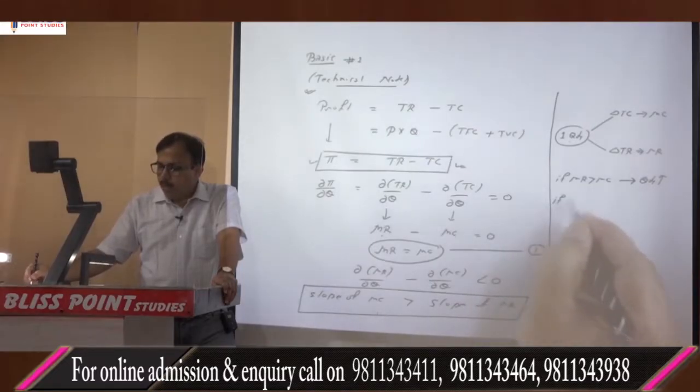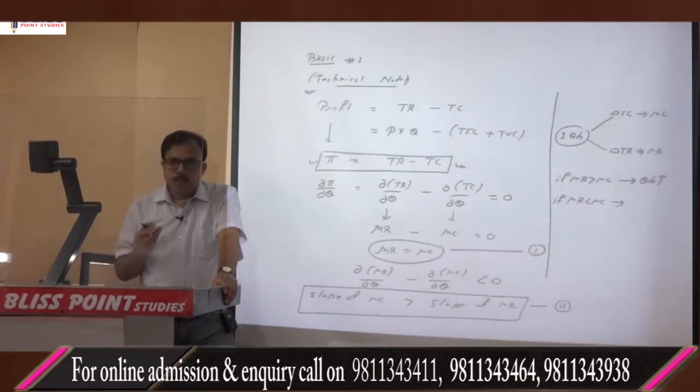But if marginal revenue is less and marginal cost is more, that means when you produce this unit, it will add more to cost and less to revenue. So it is unprofitable to produce that unit.